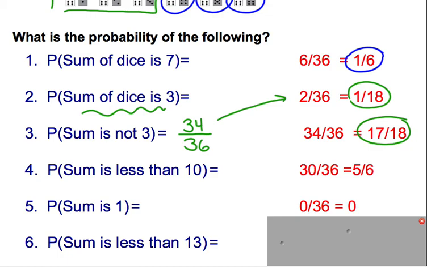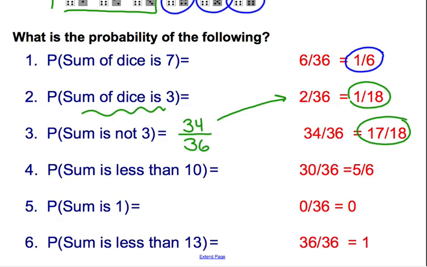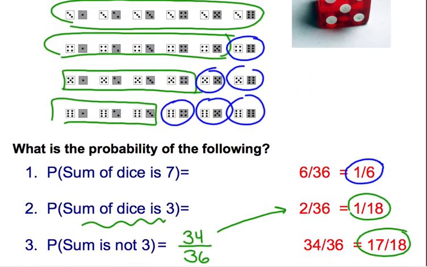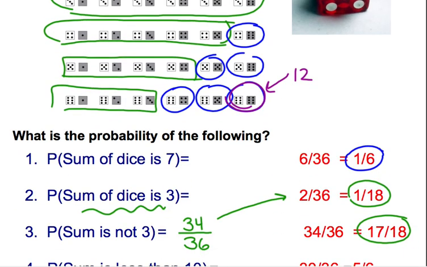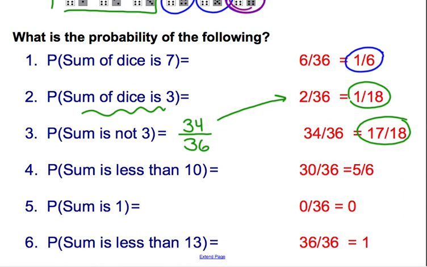Last one, probability is a sum less than 13. Well, that's every single one. If we go up here, the highest you can get is a 12, a 6 and a 6. So that means you have a 100% chance of getting a sum of less than 13.